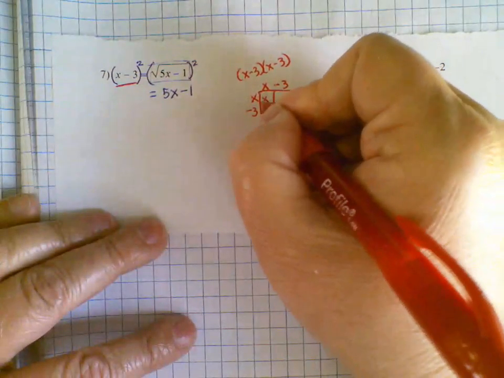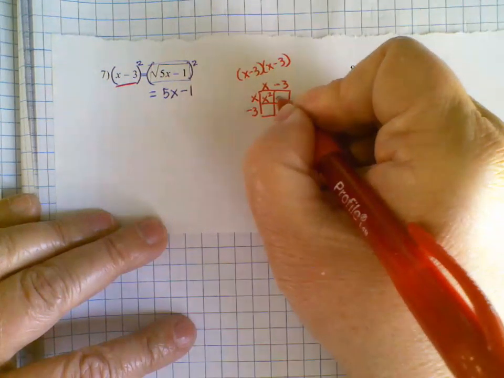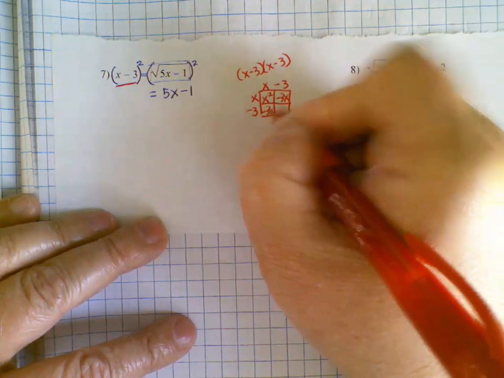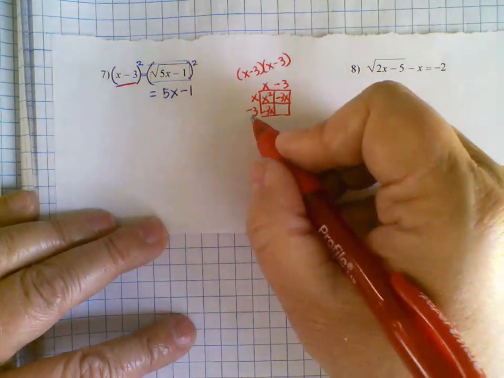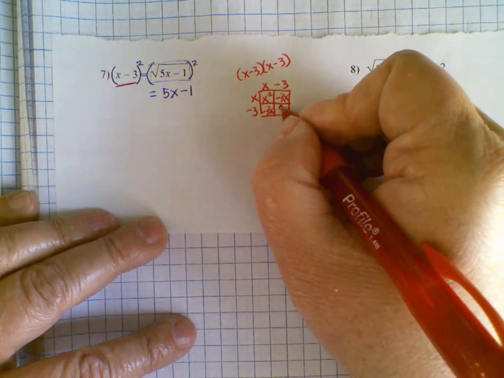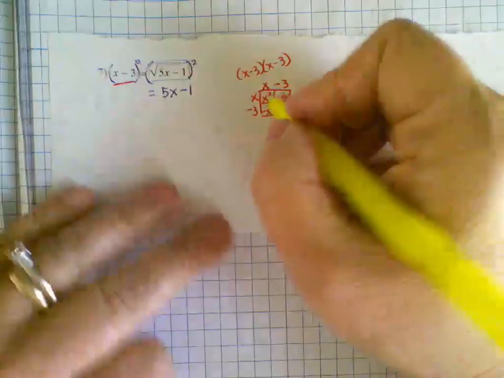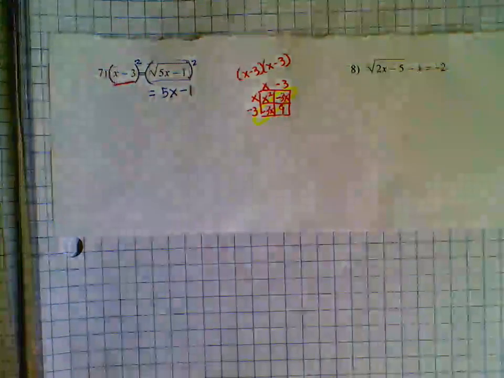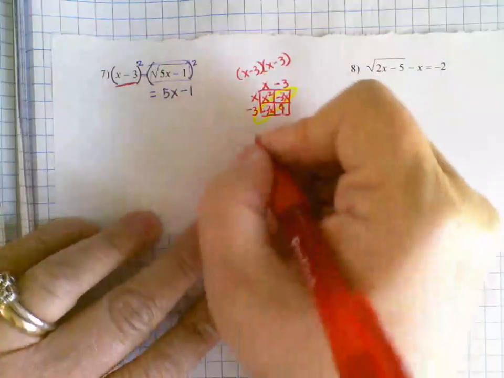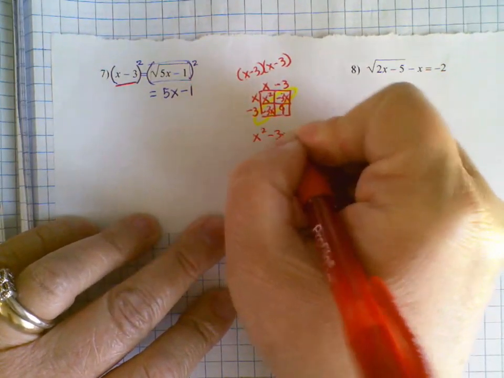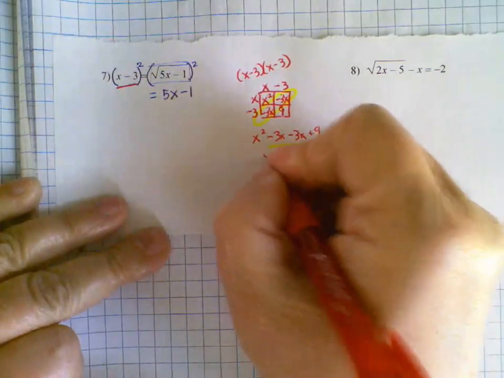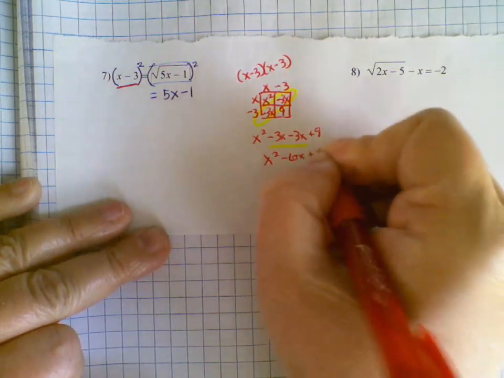So x times x gives me x squared. X times negative 3 is negative 3x. Same thing down here. This is x times negative 3 again, so negative 3x. And then negative 3 times negative 3 is going to give me positive 9. Now, these two terms are both x terms. They're the same, so they can be combined. So this gives me x squared minus 3x plus 9, but I can combine these to give me negative 6x. So that's x squared minus 6x plus 9.